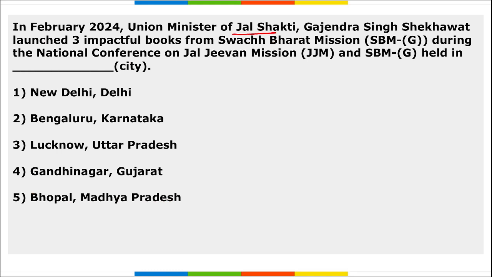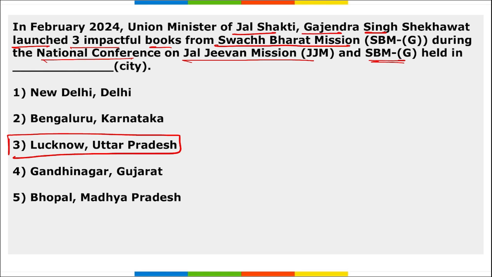Next, Union Minister of Jal Shakti Gajendra Singh Shekhawat launched 3 impactful books from Swachh Bharat Mission Gramin during the National Conference on Jal Jeevan Mission and Swachh Bharat Mission Gramin that was held in Lucknow, UP. Correct? So Gajendra Singh Shekhawat, our Union Minister of Jal Shakti, launched 3 impactful books. Right? And they were on Swachh Bharat Mission Gramin. They were launched during the National Conference on Jal Jeevan Mission. This event was held on 16th and 17th of Feb in Lucknow, UP.